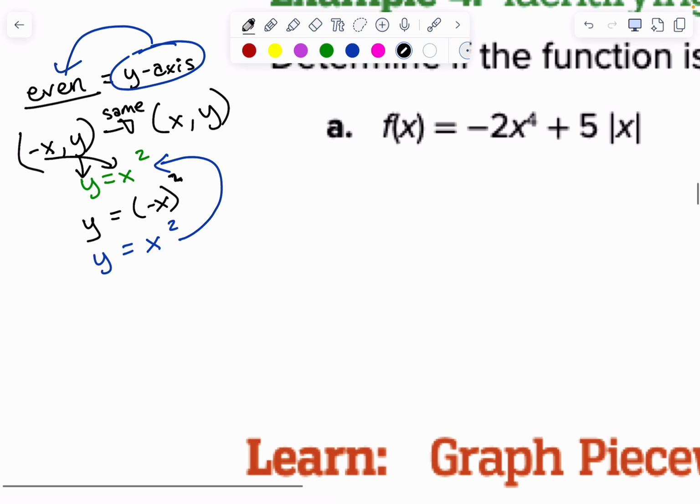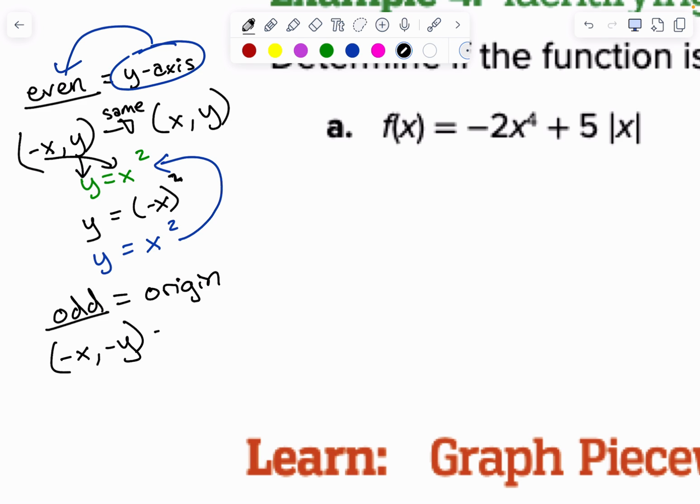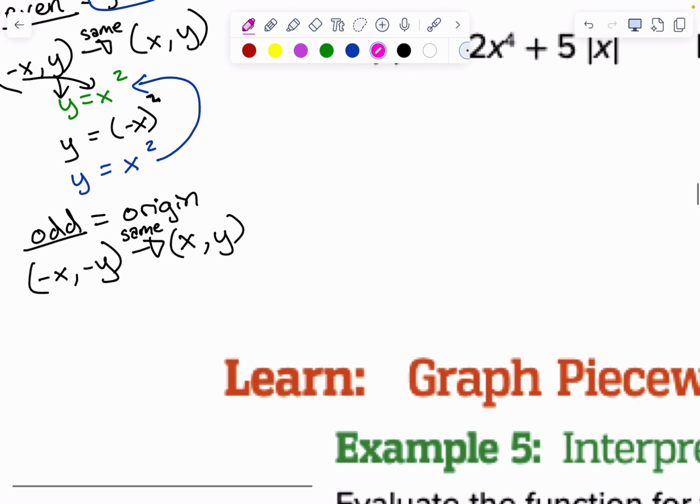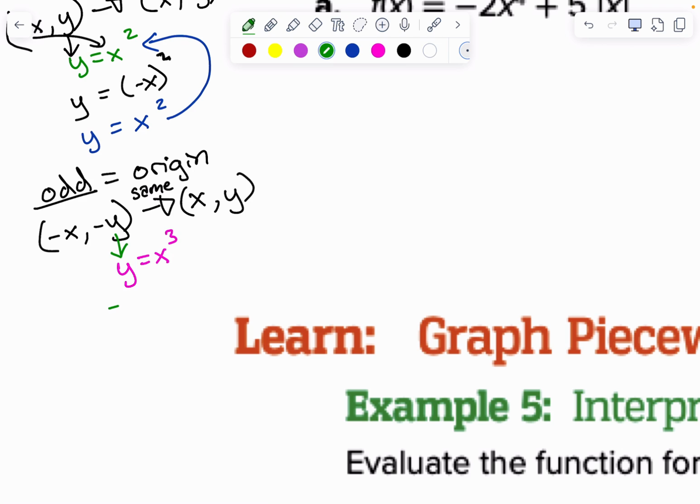Okay? It is an odd function if I look at the equation and it has origin symmetry, or in other words, if I take negative x and negative y and plug them in and it returns back to x, y. So if I can replace them and they both will be the same. Now let me show you, we know that the function y equals x to the third power has origin symmetry, okay? Because if I plug in negative for the y, and negative for the x, right?